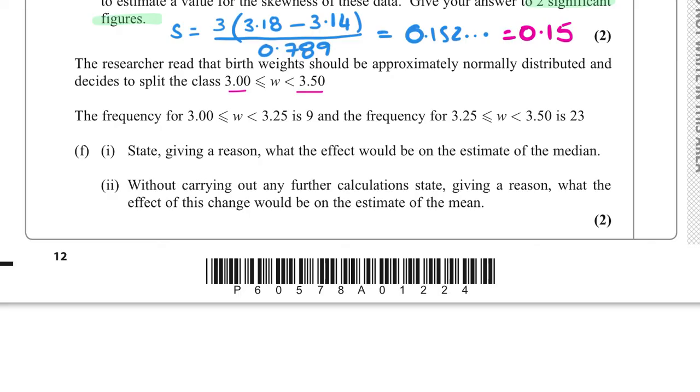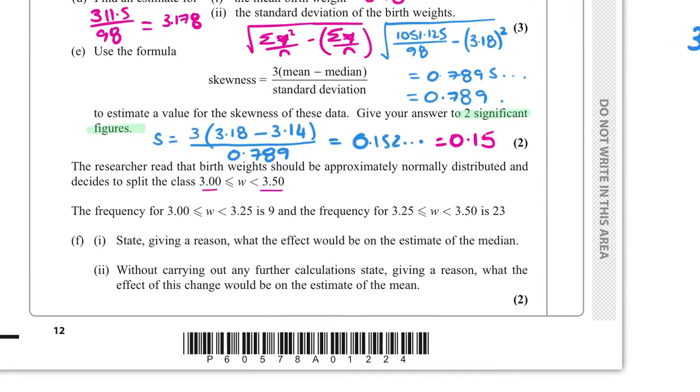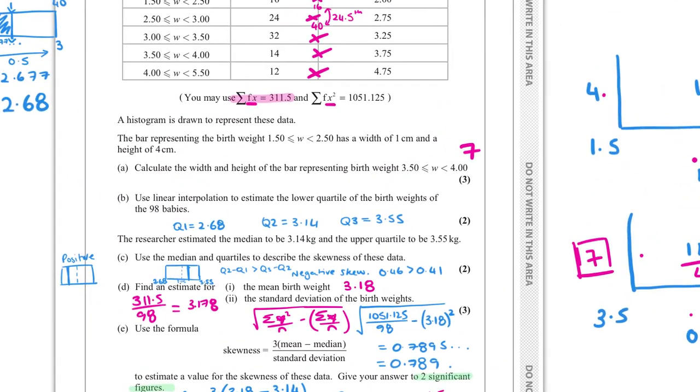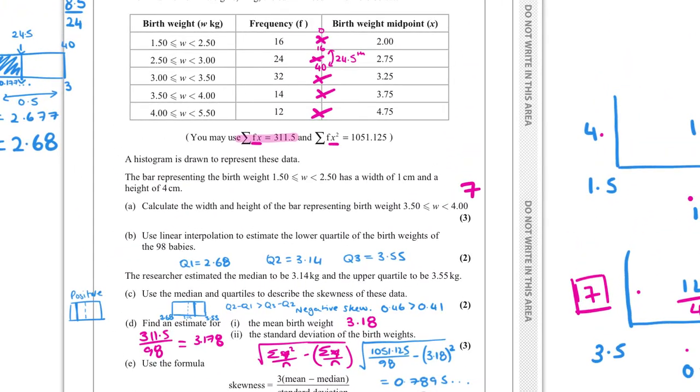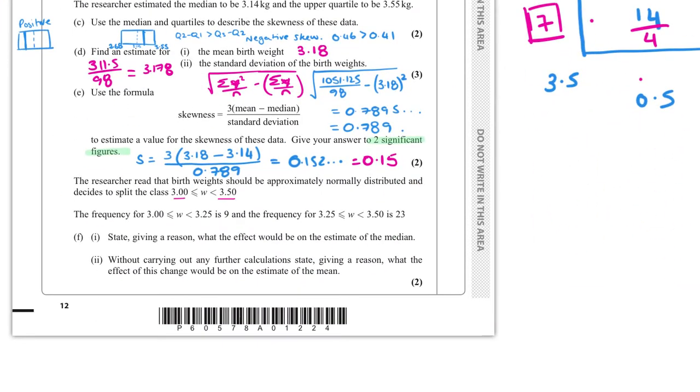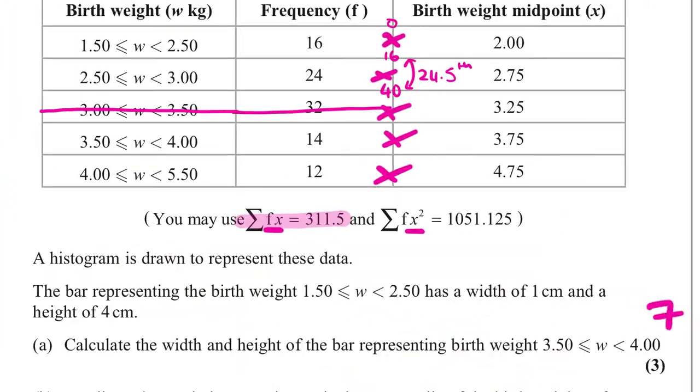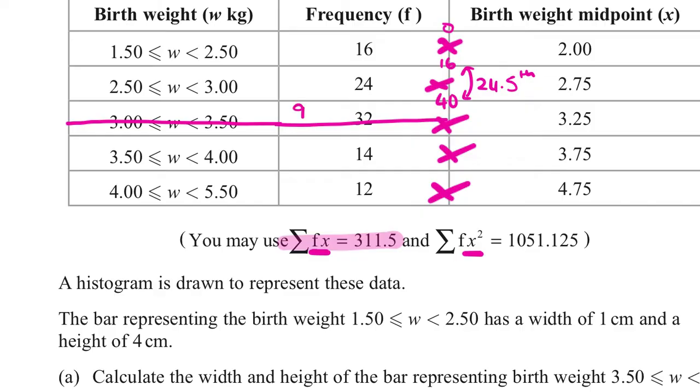The researcher read that birth weight should be approximately normally distributed and decides to split the class 3 to 3.5, and the frequency for 3 to 3.25 is 9, and the frequency for 3.25 to 3.5 is 23. State, giving a reason, what effect this would have on the estimate for the mean. So basically, between 3 and 3.5, they've split this into two now, haven't they? And what did they say? 9 and 23.